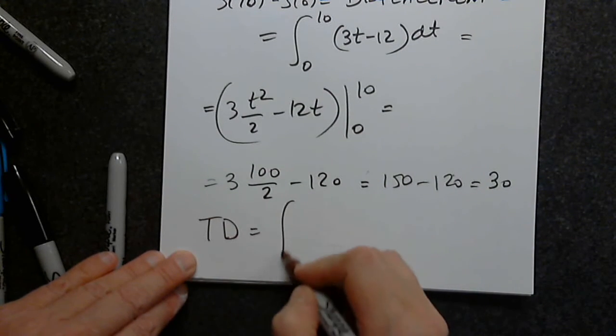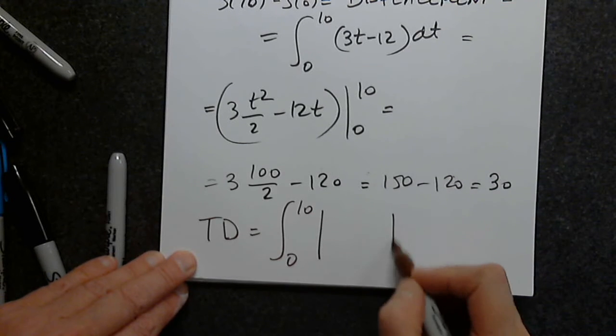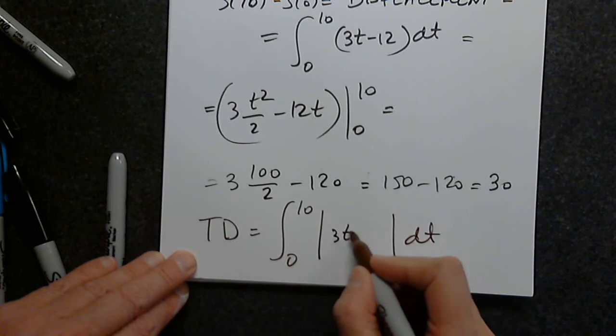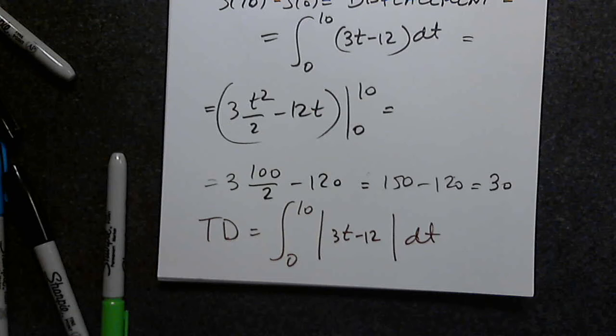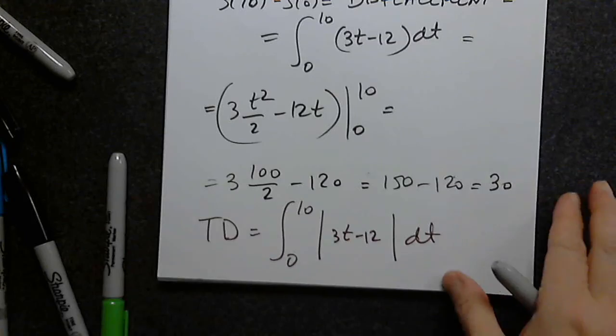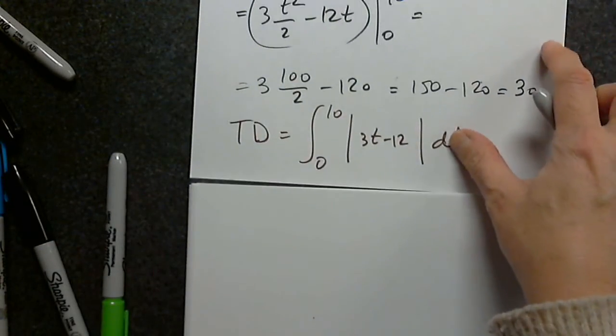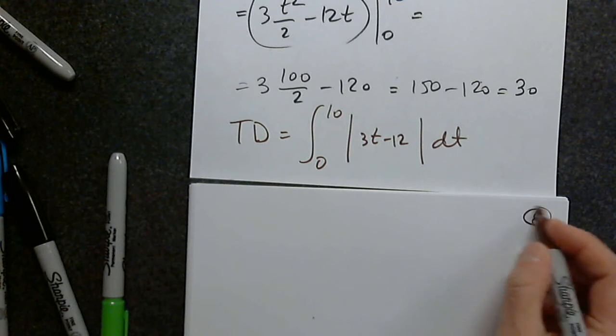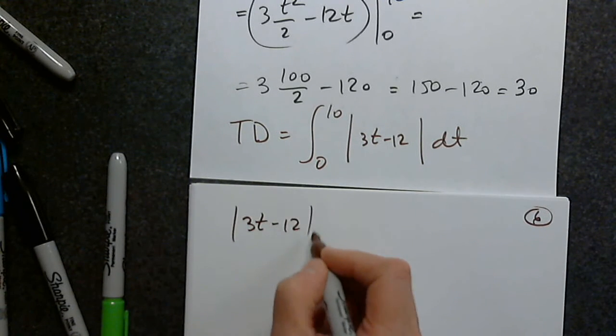Total distance is the integral from 0 to 10, but of the absolute value of 3t minus 12. And this will give us the total distance covered by the particle, regardless of which direction it's going. It will accumulate distance no matter which direction it's going. Luckily, 3t minus 12, as I said, is a linear function. We have to use the absolute value of 3t minus 12.